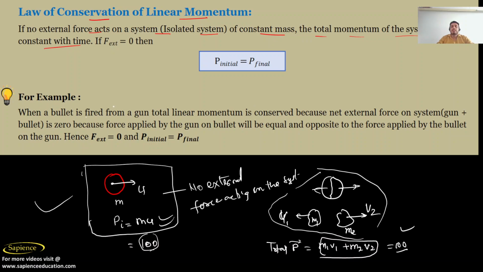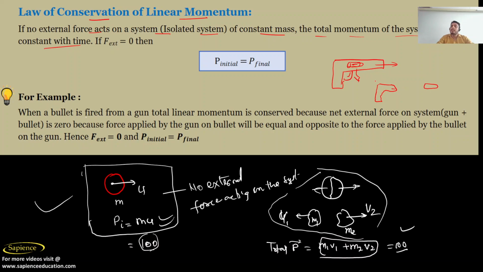I will give you some examples. When a bullet is fired from a gun, total linear momentum is conserved because the net external force on the system, gun plus bullet, is zero. Try to understand here. If there is a gun and a bullet inside it, initially it has some momentum. Now after firing, the bullet comes outside and the gun stays here.